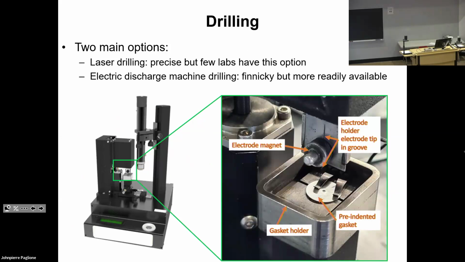Right, then, after we've pre-indented, we need to create our sample chamber, and so we need to drill it. There are two main different ways that people drill.